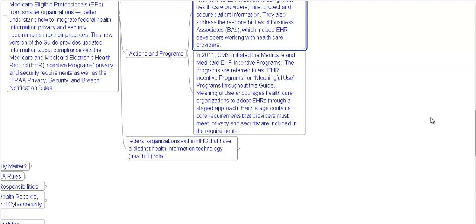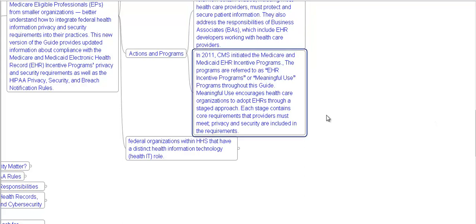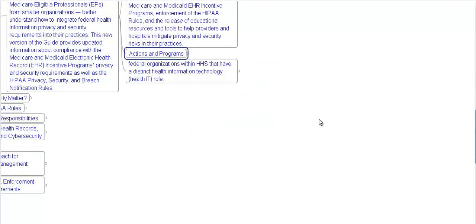In 2011, CMS initiated the Medicare and Medicaid EHR incentive program. The programs are referred to as the EHR incentive program or meaningful use. Throughout this guide, meaningful use programs encourage healthcare organizations to adopt EHRs through a staged approach. Each stage contains core requirements that providers must meet. Privacy and security are included in the requirements. Federal organizations within Health and Human Services (HHS) have a distinct health information technology role.